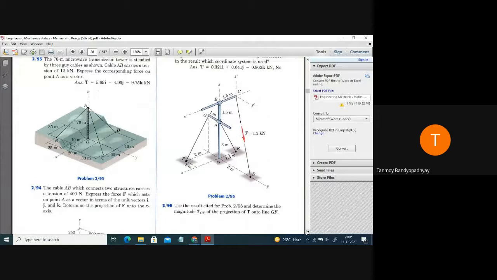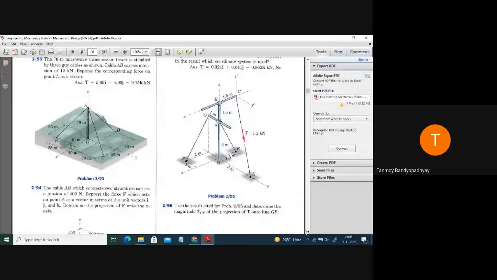In the figure, you can see that there is a transmission tower, and that is put into position by 3 cables, as shown. So the cable AB carries a tension. Where is the cable AB? You can see that there is a cable AB on the left side. So cable AB carries a tension of 12 kilonewton, and we have to express the corresponding force on the point A as a vector. So on the point A, you have to determine the vector T.